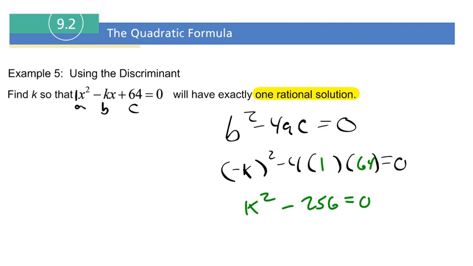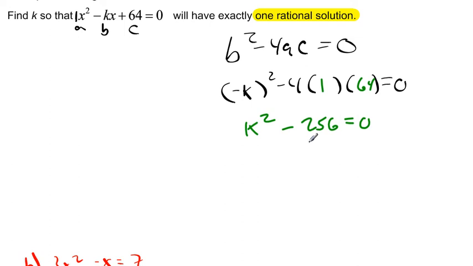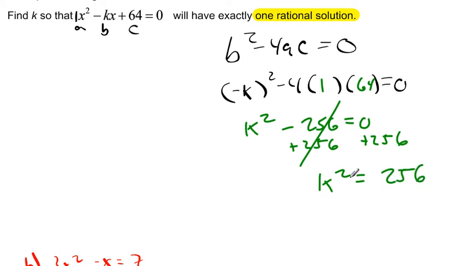Let's go ahead and use our awesome nerdy skills to solve now. Let's add 256 to both sides, so that's gone right there. I get k squared equals 256. I want to get rid of the square, so I do the opposite of squaring, which is square roots. Taking the square root of 256, that happens to be a nice perfect square, which is 16.